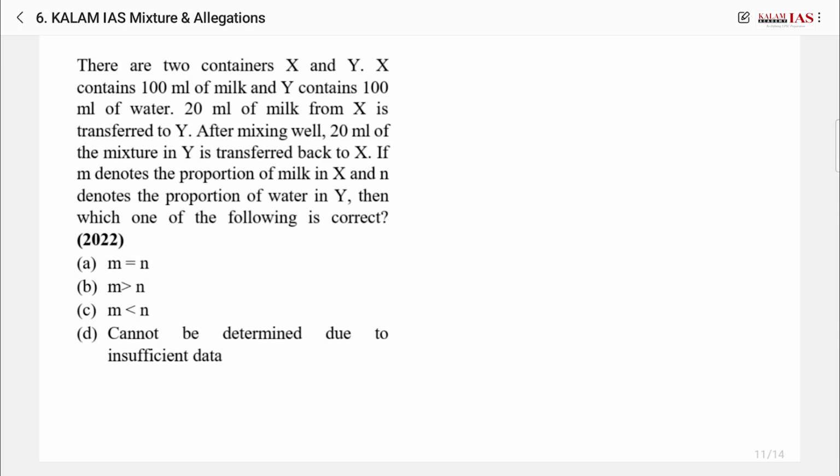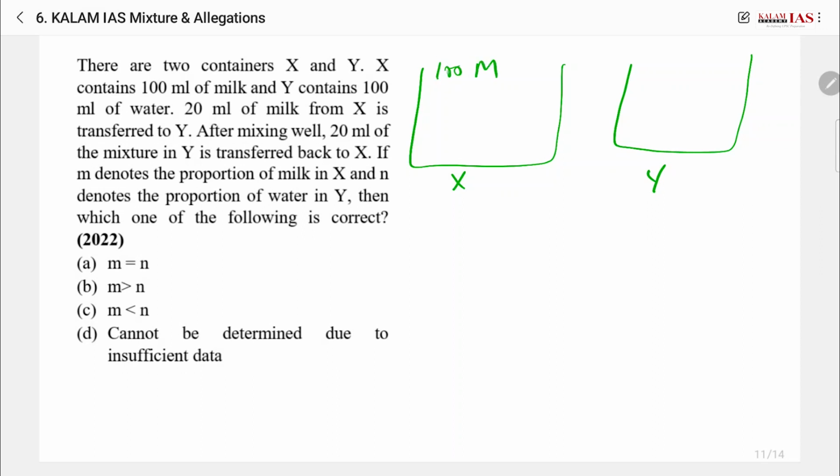The question says there are two containers X and Y. Let's make them two containers X and Y. X contains 100 ml of milk and Y contains 100 ml of water. 20 ml of milk from X is transferred to Y.